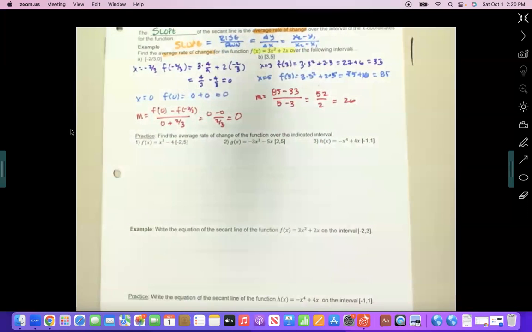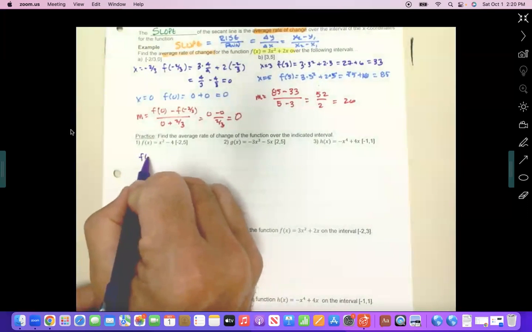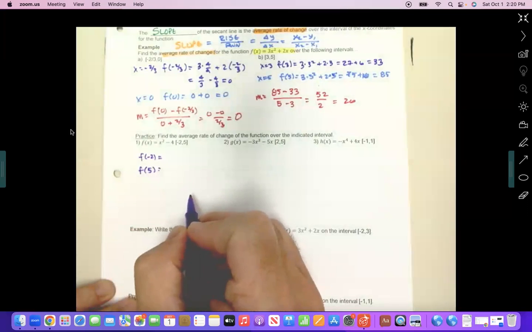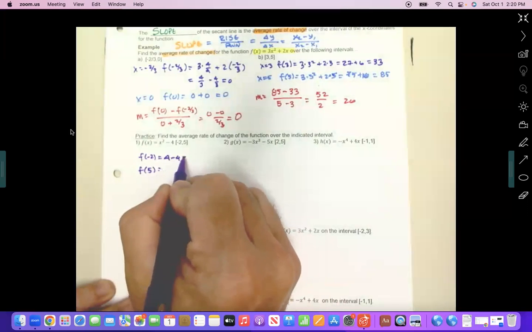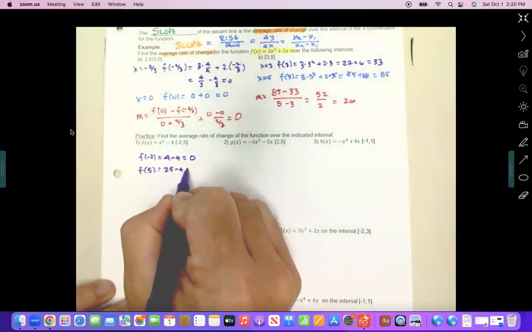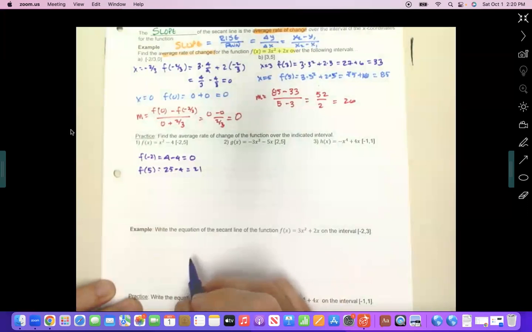There are a couple more for you to practice on, like we've done on the last ones. If you want to, you can pause the video, calculate those, and then check your answers. We're going to go ahead and find f of negative 2 and f of 5. Negative 2 will be 4 minus 4, which is 0. 5 will be 25 minus 4, which is 21.